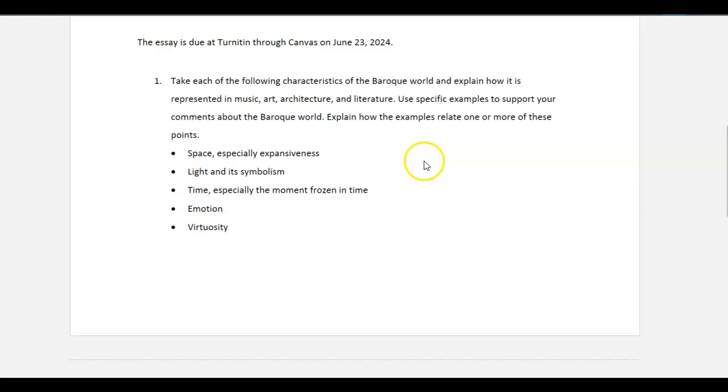Some of the key points you want to make sure that you use in your discussion: it's about space, light, time, emotion, and virtuosity. Those are all important. As you work with any particular ones, again, you have several examples in the textbook that you can use, but you can also go elsewhere. And as I said, I have some articles that are available for you, as well as the videos that are there about the Baroque.